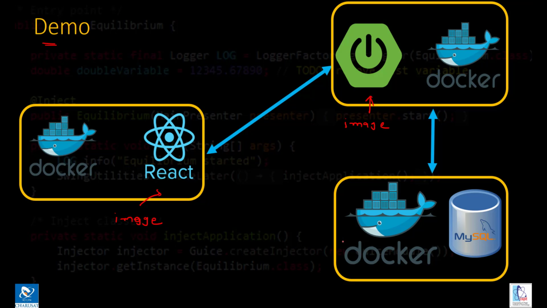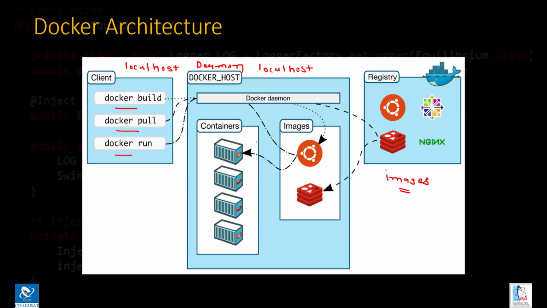Let me go back to the previous slide. Generally, the Docker image would be created. You need to pull the image from the Docker registry if the image is already available. Otherwise, you have to create the Docker image. All these things we are going to see in the upcoming video.